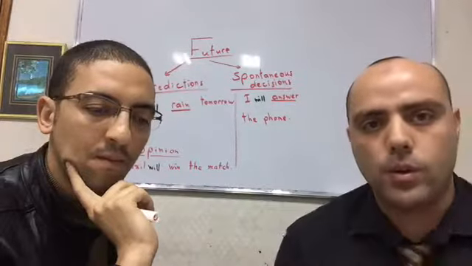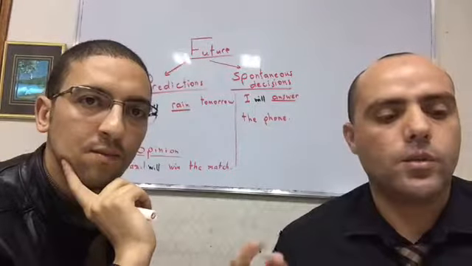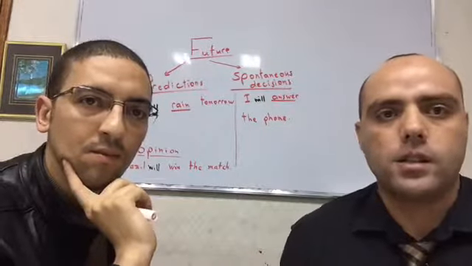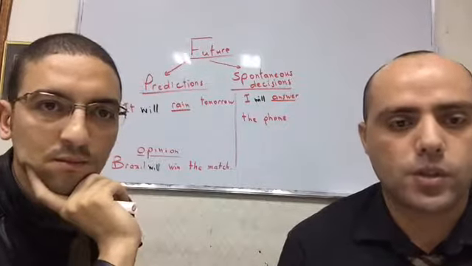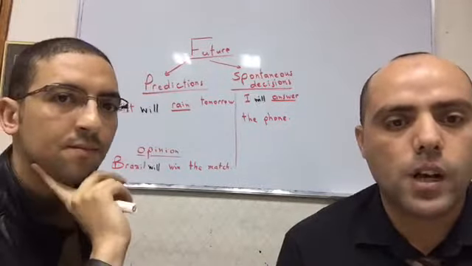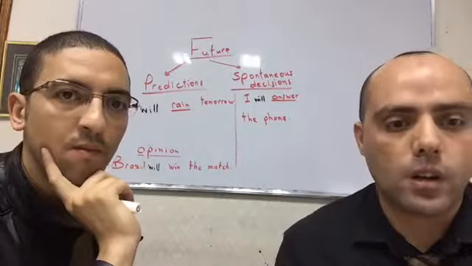To sum up, there are many different usages of will. As you can see on the board here, number one is prediction. You can use it for quick decisions, for offers, also promises, threatening people, or giving a warning also.